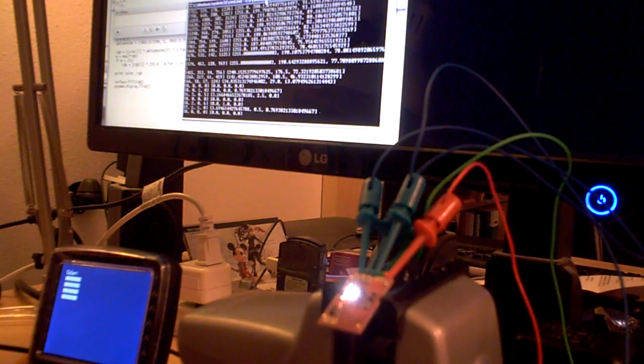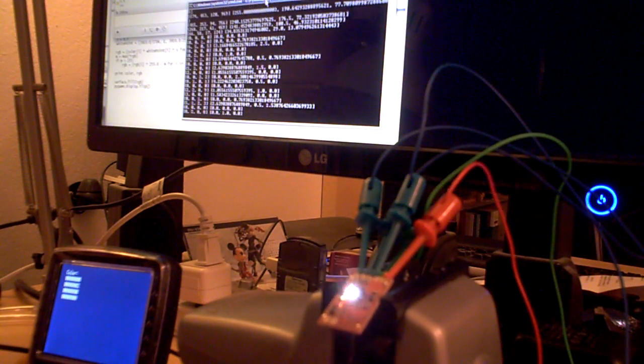Alright, well that's all. I hope you enjoyed this little demonstration of a nifty little color sensor.